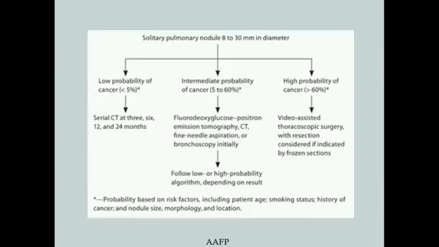Usually they sit between 8 and 30 millimeters in diameter. There's slightly different guidelines if you're smaller than that. But what we're going to do is determine the probability of cancer. And we base that on risk factors, patient age, smoking status, whether or not they've had a history of cancer. Obviously, you can have a solitary metastasis, not very common, but that is a possibility. So if they have a history of cancer, you need to consider that. And then the size, morphology, and location of the lesion.